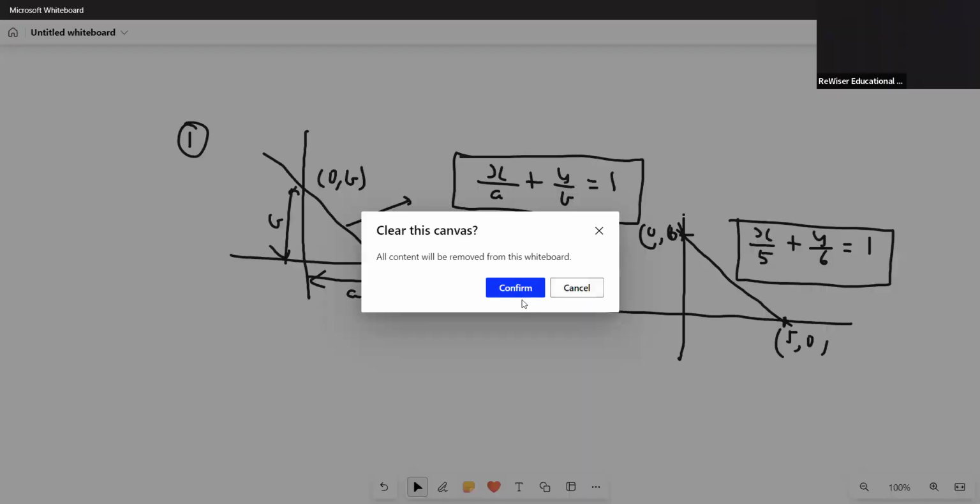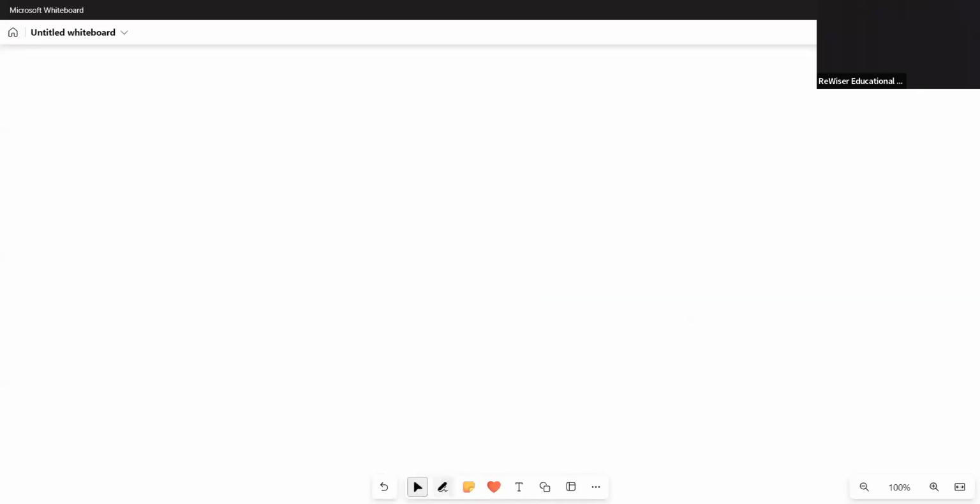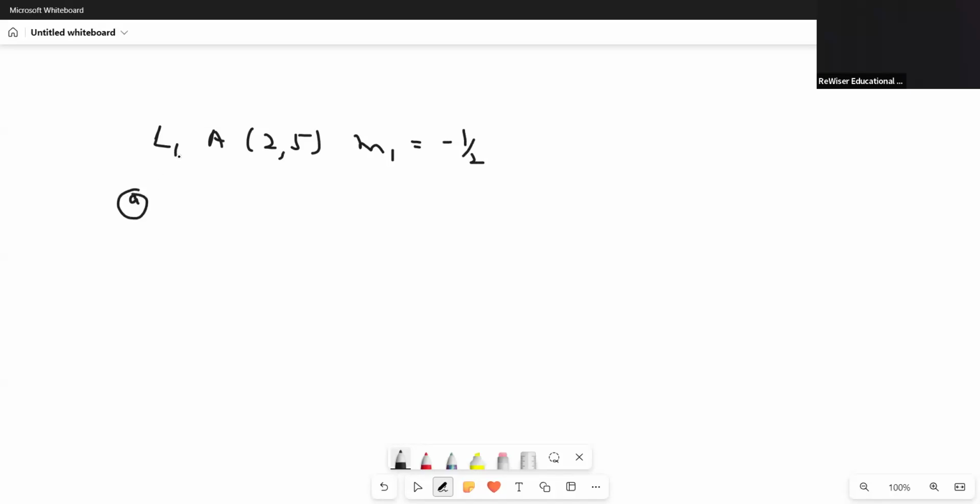So now we'll discuss a few questions based on coordinate geometry on past paper types, right? It says that line L1 passes through the point A whose coordinates are 2 comma 5 and it has the gradient m1 that equals minus half. The first part says find the equation of the line L1 and give your answer in the form y is equal to mx plus c. Valencia, can you try this?